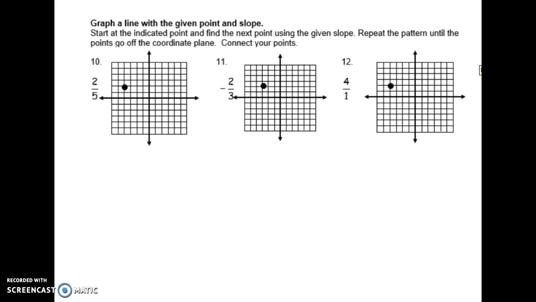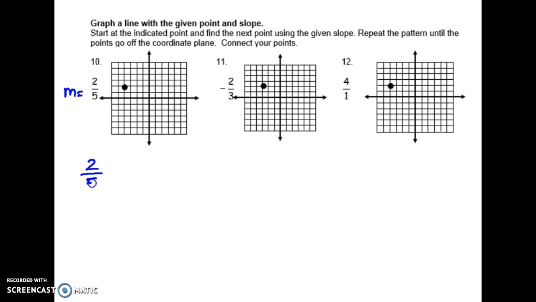Okay, moving on. We're going to graph a line with a given point and slope. Start at the indicated point and find the next point using the given slope. Repeat the pattern until the points go off the coordinate plane. Connect your points. So here we're given our slope is 2/5.